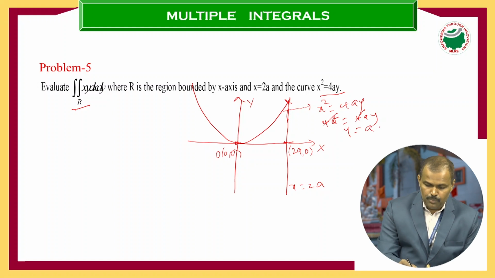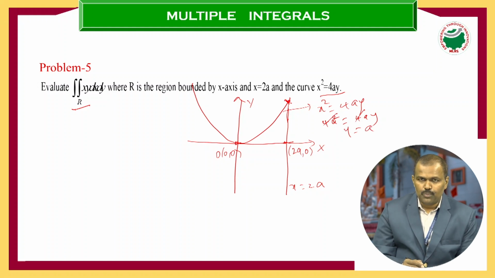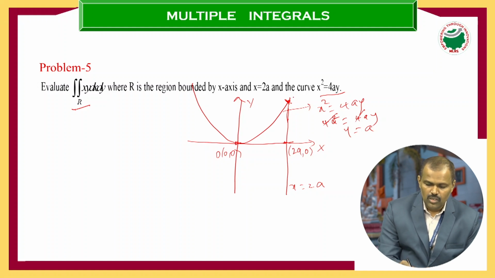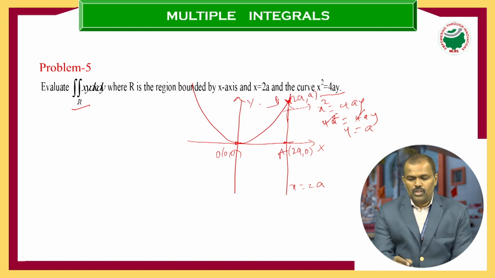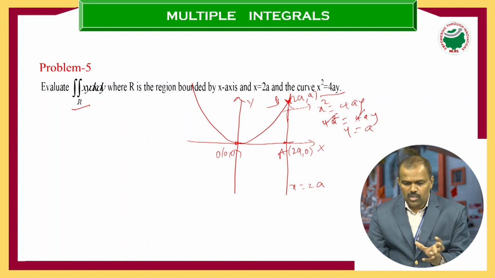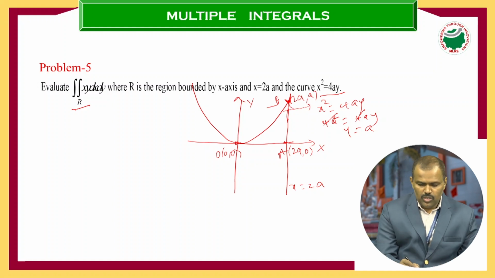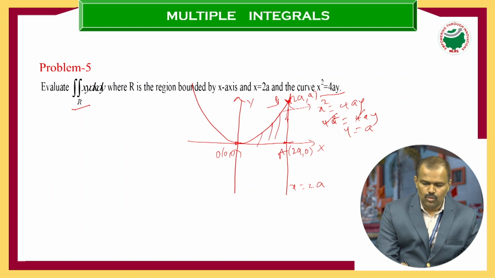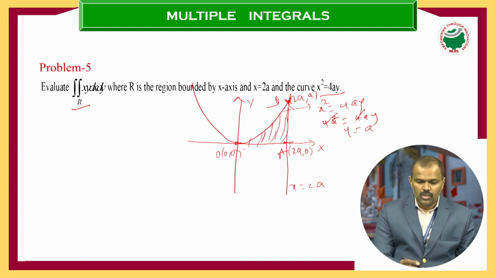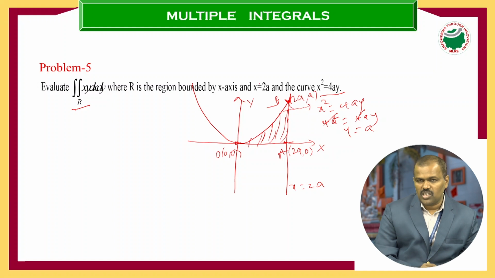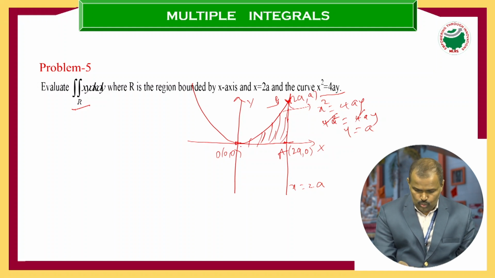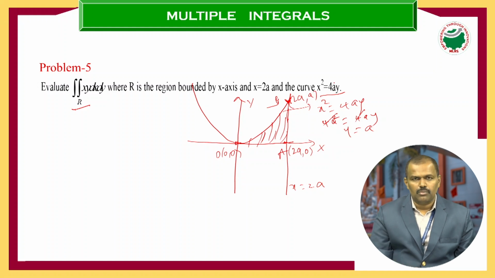That means this is the point of intersection. What is that point? 2a comma a. The x coordinate is 2a, the y coordinate is a. This is 2a comma a. This is OAB. So this is the figure drawn from the given region, and in this region we have to evaluate the double integral. It is clearly given: the region bounded by the x-axis, x equals 2a and the curve x square equals 4ay, which is represented by the parabola.